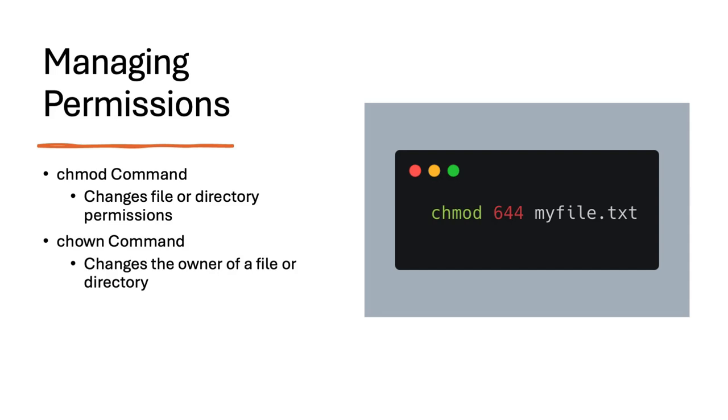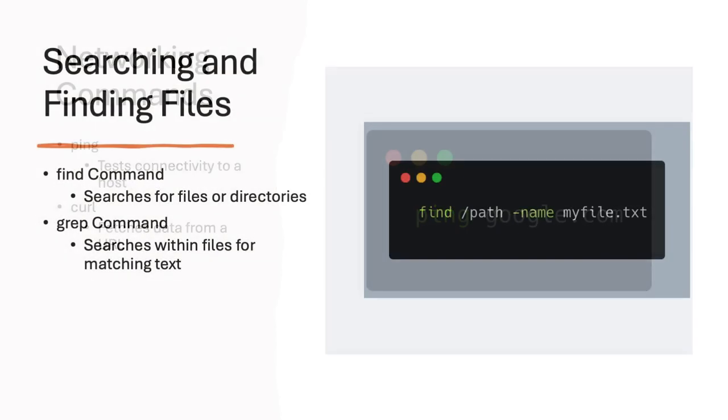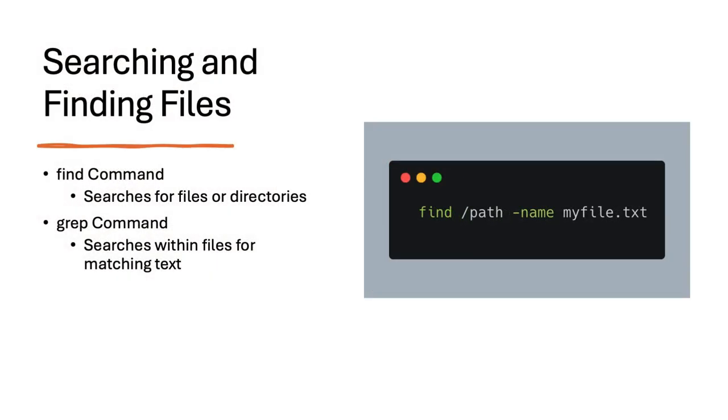Here are two commands to manage permissions. chmod for changing file or directory permissions, and chown for changing the owner of a file or directory. Here are two common network commands: ping, which tests connectivity to a host, and curl, which fetches data from a URL. The find command searches for files or directories, while the grep command searches within files for matching text.